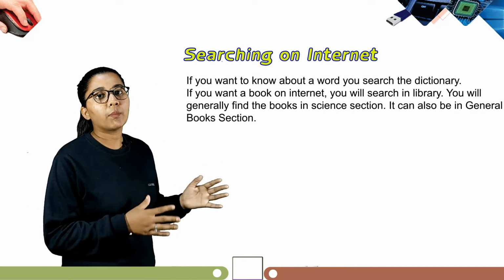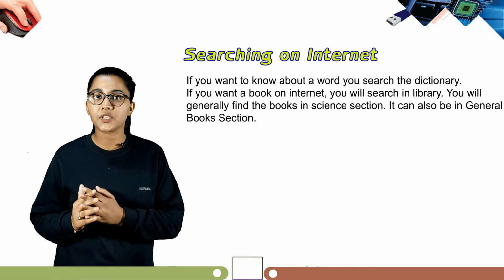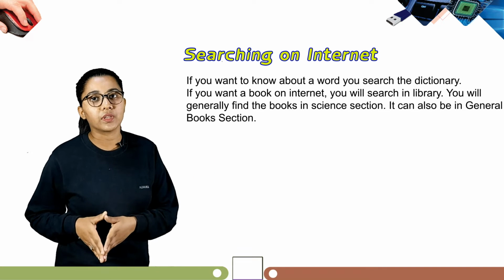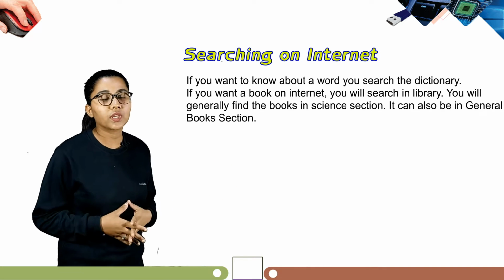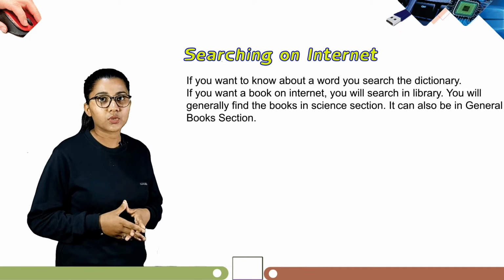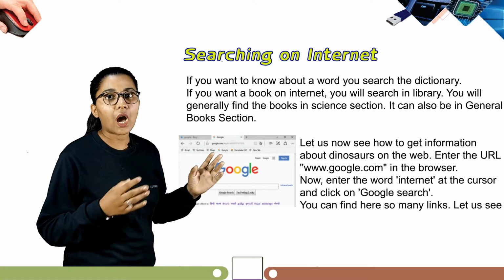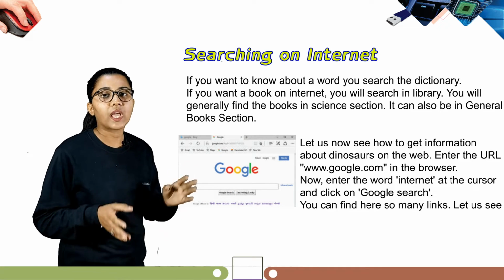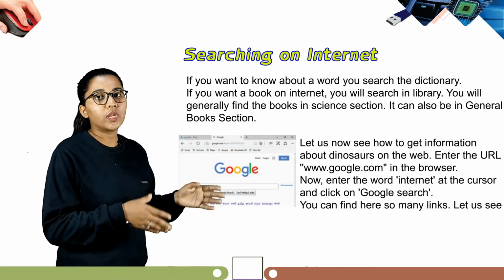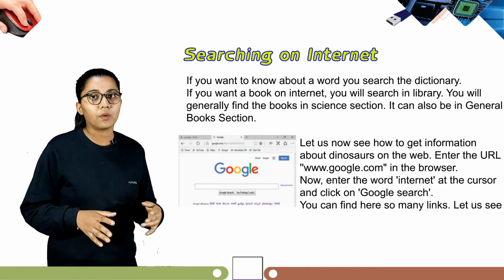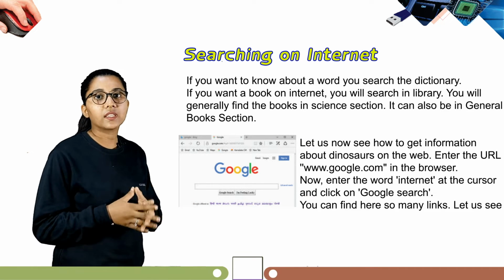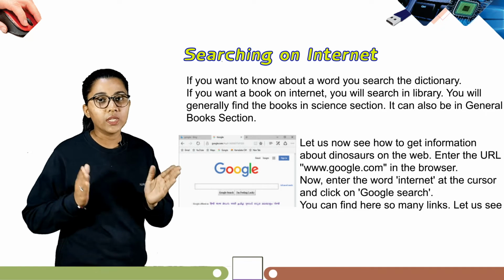If you want to know about a word, you search the dictionary. If you want a book, you will search the library. You will generally find the book in the science section. It can also be in the journal books section. So let us now see how to get information about dinosaurs on the web. Enter the URL, that is www.google.com in the browser.